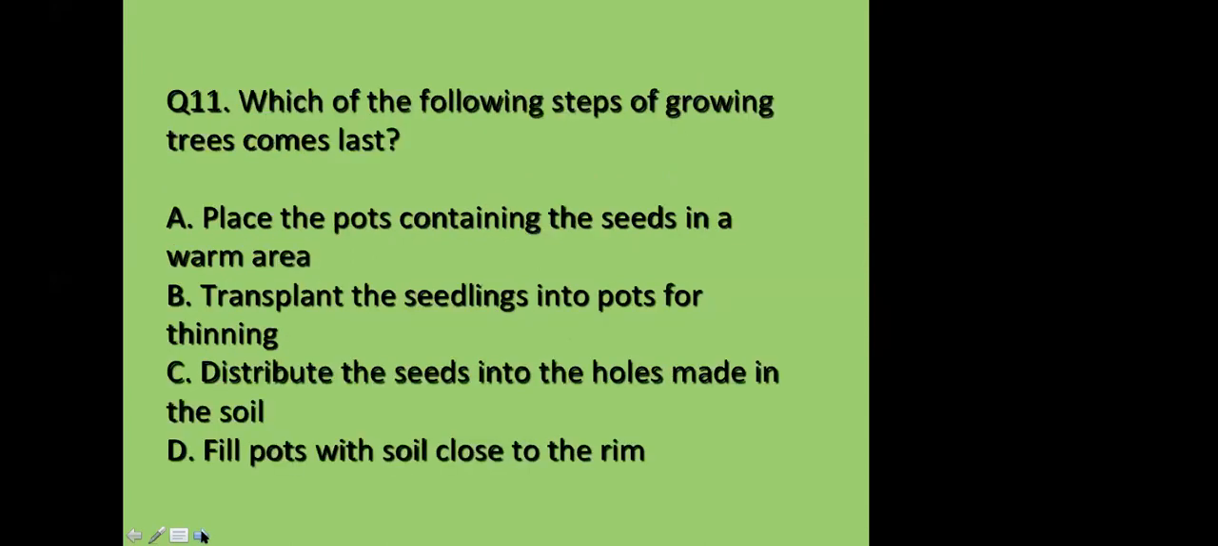Question number 11. Which of the following steps of growing trees comes last? Now this question will be very simple for you. Place the pots containing the seeds in a warm area, or transplant the seedlings into pots for thinning, or distribute the seeds into the holes made in the soil, or fill pots with the soil close to the rim.